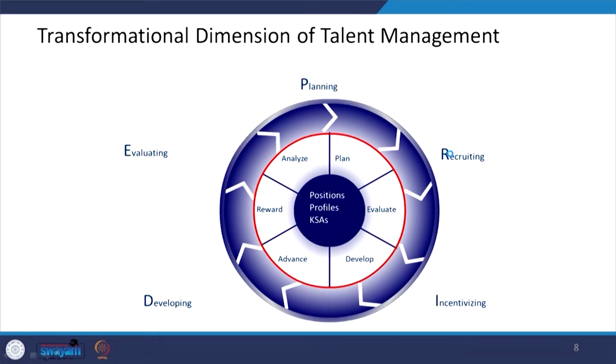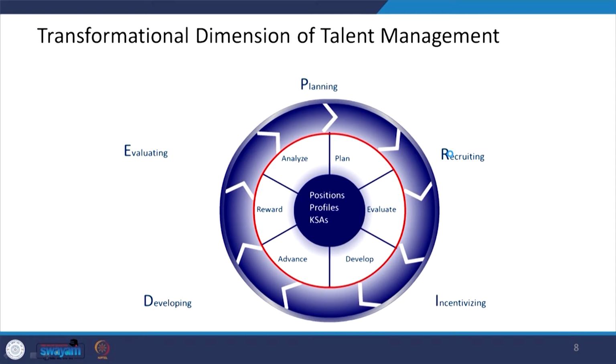Now we will talk about the dimensions of talent management, the transformational dimensions, and we will discuss these dimensions one by one. So, what are these transformational dimensions of talent management? It starts with HR planning, here talent management planning, then recruitment of the talent, then incentivizing, which means rewards are to be provided to these employees, then development, that is training and development of the employees, and then evaluation, that is performance evaluation.